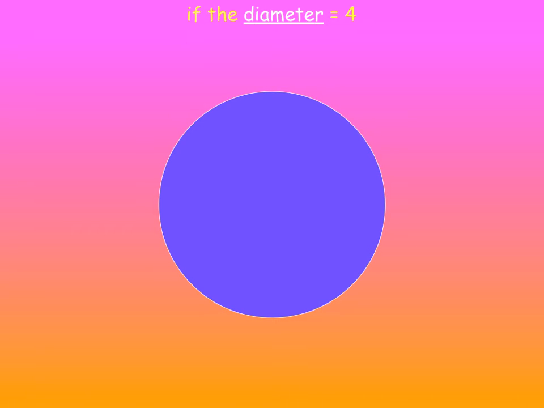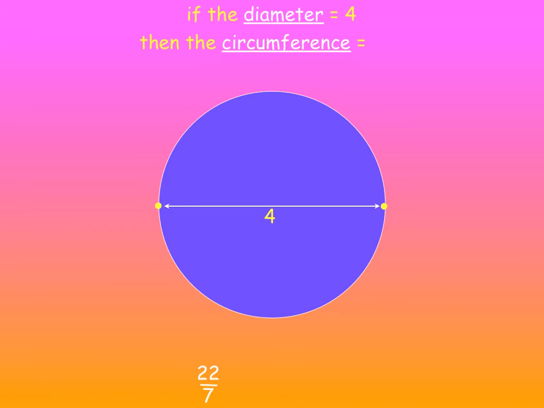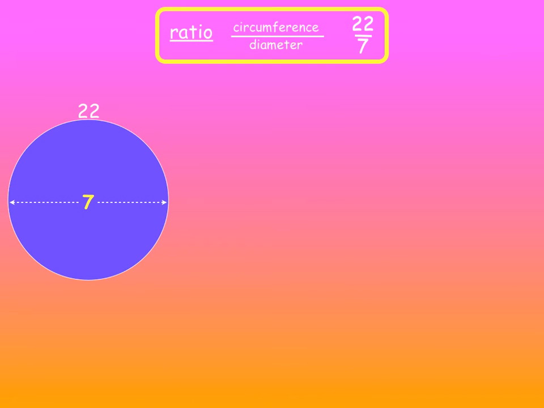If the diameter is 4 units, we can multiply that times our ratio. 88 sevenths, do our dividing, and we get 12 4/7. So the circumference is 12 4/7. Here's our ratio comparing 22 to 7. That's the same as 22 divided by 7.